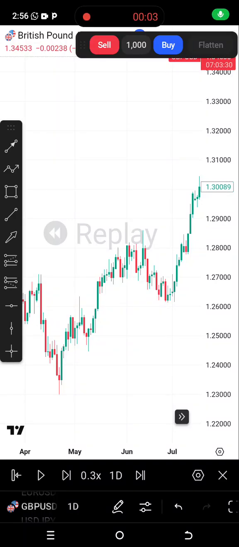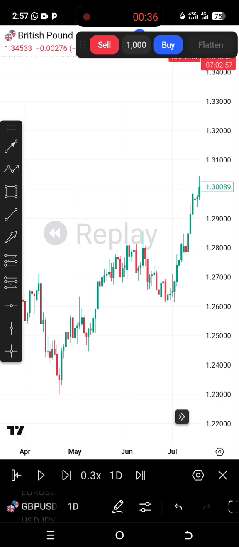All right. Now, today we'll be talking about market structure. Yes, market structure. It just simply means the way or the system in which the market moves, the nature or the style in which the market moves. And there are three ways basically it moves.